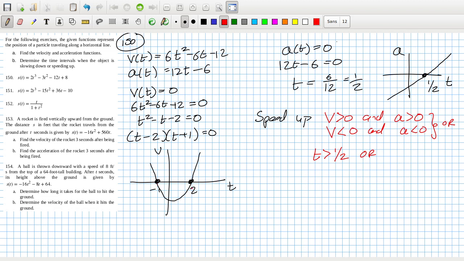So negative here underneath and to the left. So to the left of a half. So between minus 1 and the half.